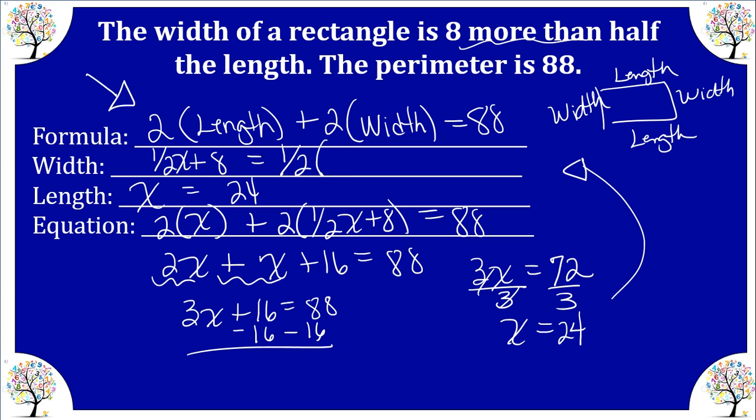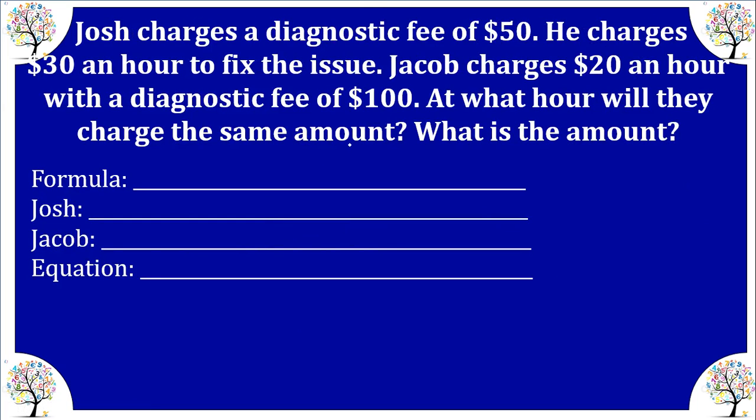The width is half 24 plus 8. Half of 24 is 12, plus the 8 gives us 20. So the width is 20 and the length is 24. And if we were to add 24, 20, 24, 20, we would get 88. Okay, now let's take a look at this problem.